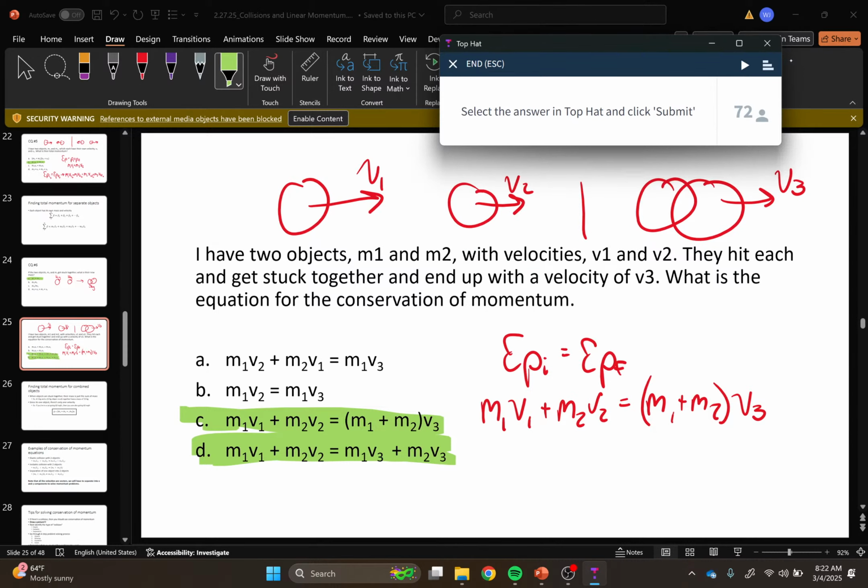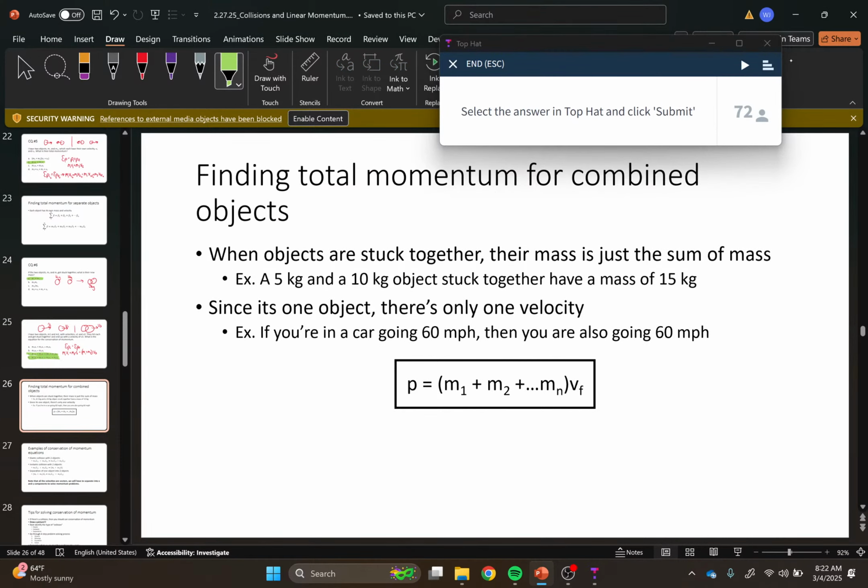Good job, squad. All right. So yeah, if you have multiple objects stuck together, add up their masses, multiply by velocity, great. Just like you want it to be.